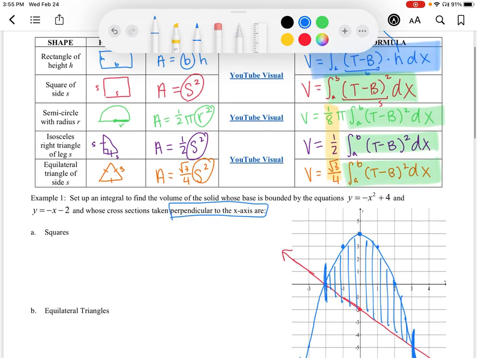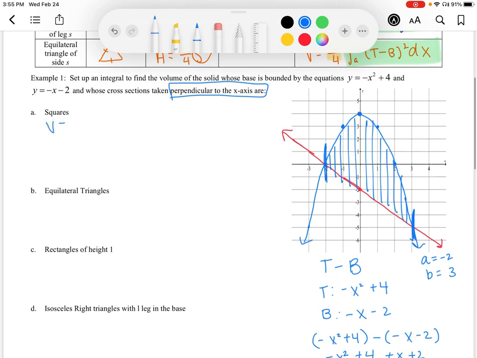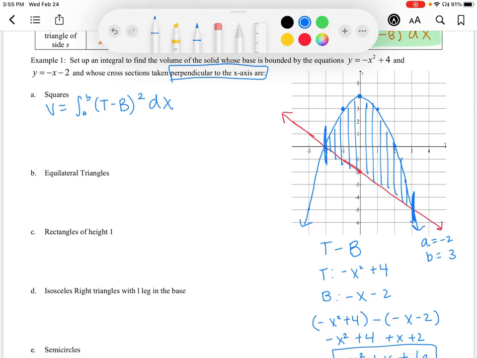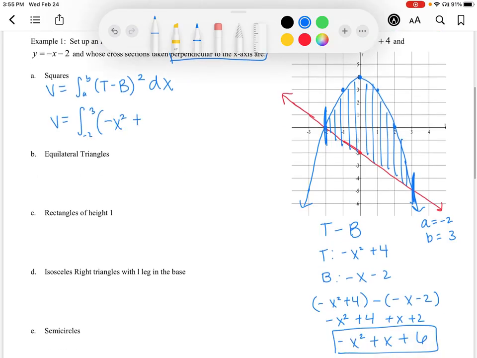Okay, so squares is my red formula up here. If I'm finding the volume for squares, it's the integral from a to b of (top minus bottom) squared dx. So let's plug in our top minus bottom and our a and b. The volume is equal to the integral from -2 to 3 of (negative x squared plus x plus 6) squared dx. And that would be the integral using square cross sections.